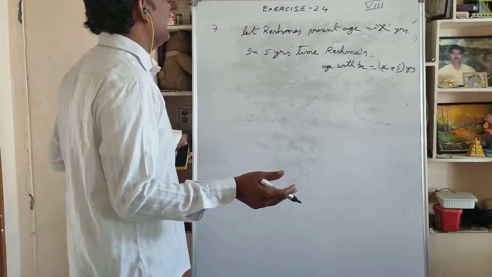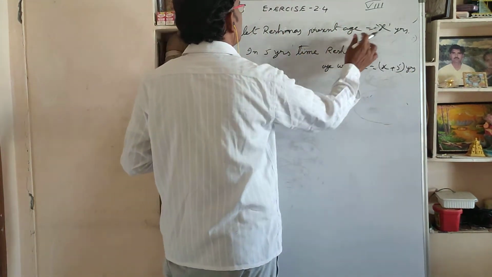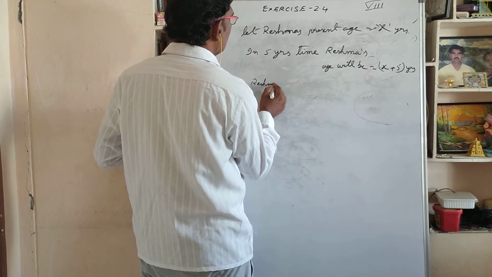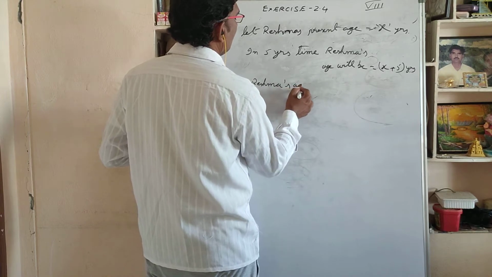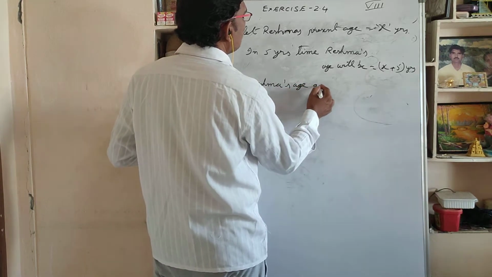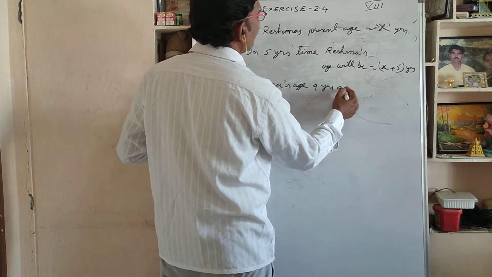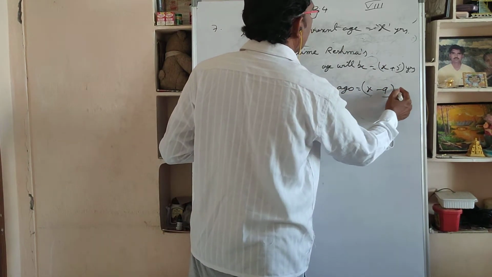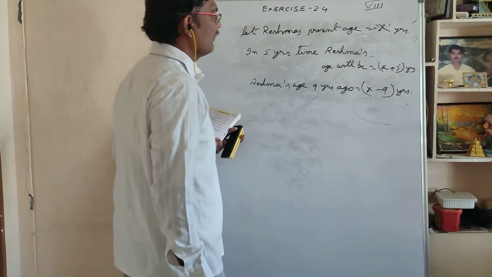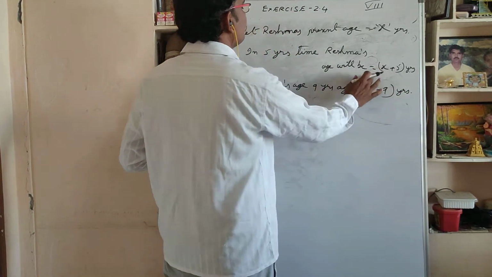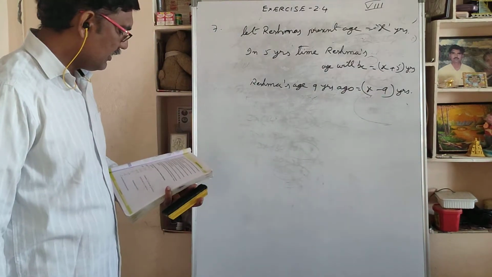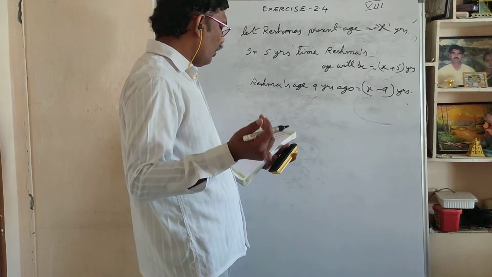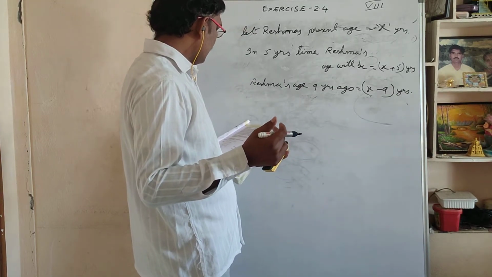Next, 9 years ago, present age is x. So Reshma's age 9 years ago. Now x years, 9 years ago, x minus 9 years it will be. He gave relation between these two. What he said here? In 5 years' time, she will be 3 times her age 9 years ago. Okay.